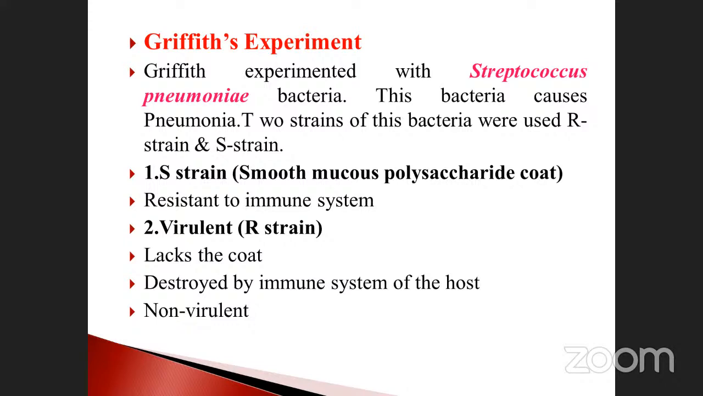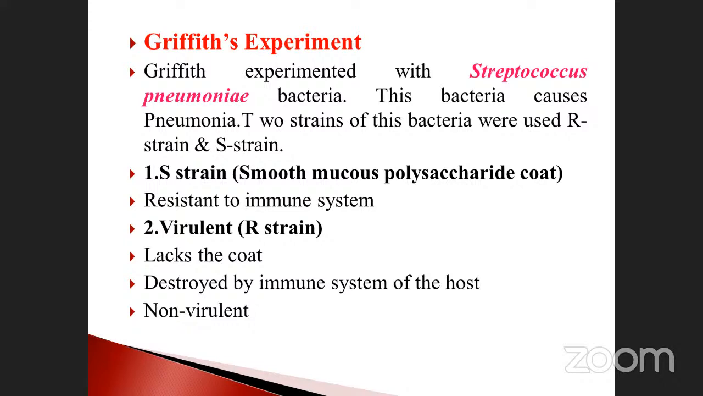Another one is called the S strain, that is the smooth strain. Who did this? Griffith. Which bacteria? Streptococcus pneumoniae. Okay, two strains are there: one is called the R strain, another one is called the S strain. Note it down, my dear: the S strain has a smooth mucus polysaccharide coat. Don't forget, rough strain means it is not a smooth one, opposite to the smooth.